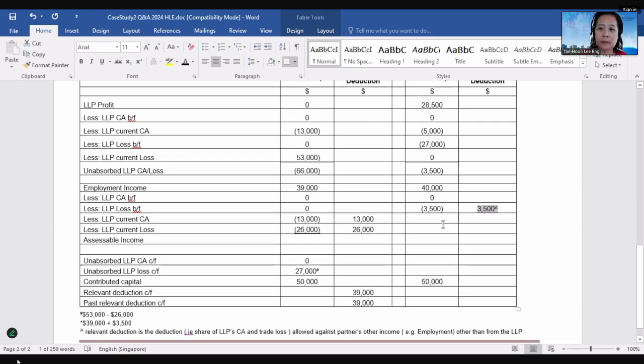Okay. Current year, so all this CA is 5,000. So 40 minus 3,005 is 36,500. This one remains at 35. So this one is quite straightforward in that sense. Okay. So total 39 plus 3.5 is 42,500, still within 50,000. So we are very happy with it because it's all within the capital contribution.